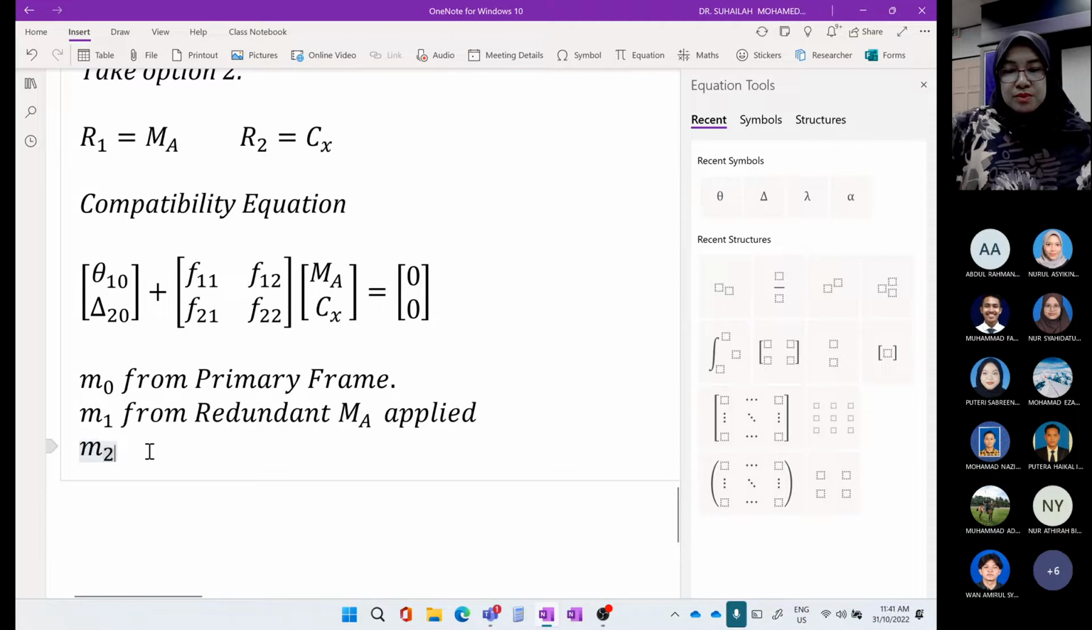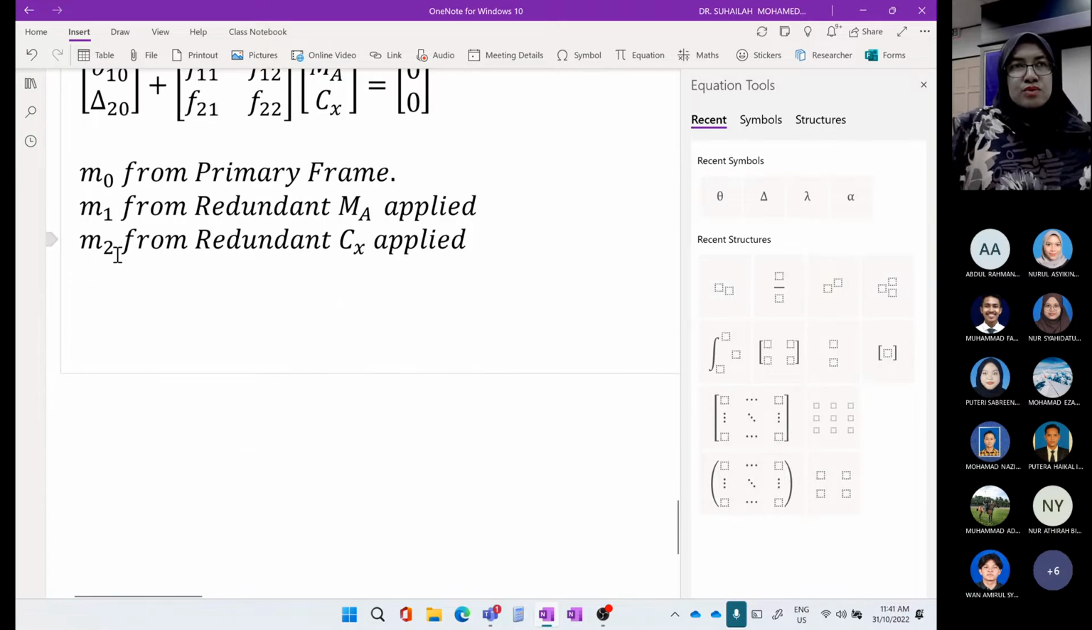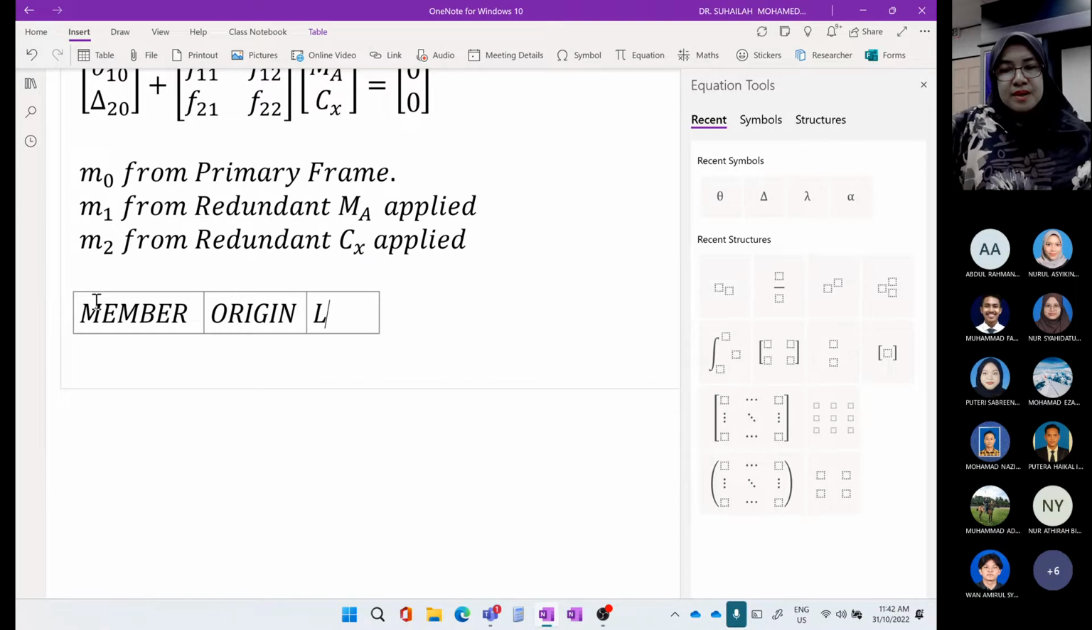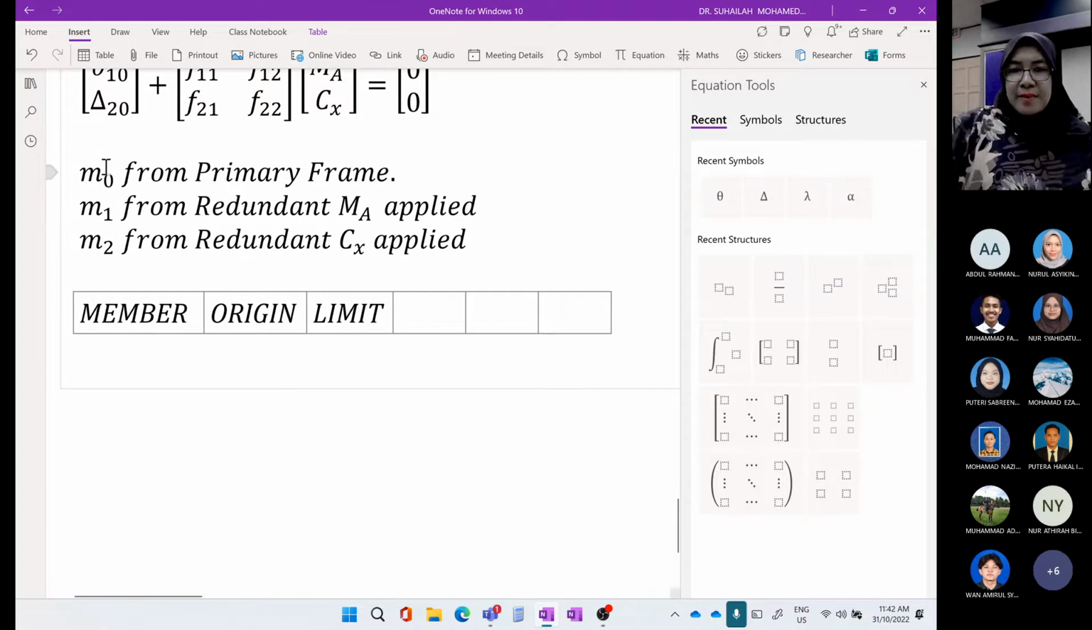Okay, this one from tengoklah 2 kita apa? CX kan? So from redundant CX apply. Okay. So we want to complete the table, right? The table must have member, origin, limit. So now we will have 3M. Now we have 3M, M naught.